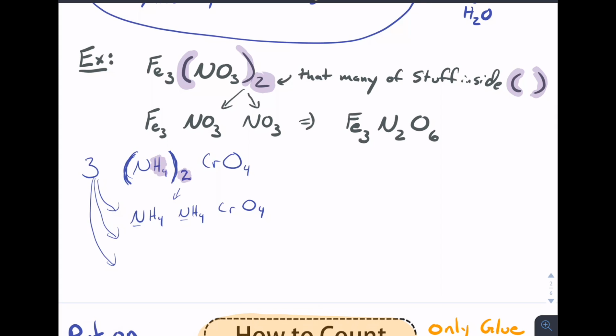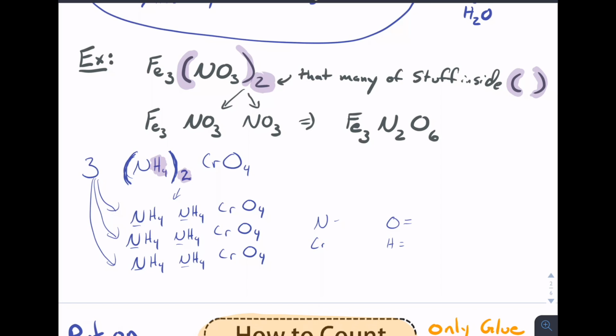But then there's that coefficient in front, so it says that's what the molecules look like, but you're going to have 3 total molecules. So you have to write everything again, NH4, NH4, CrO4, and then one more time as well. And at this point, what we would start to ask you is how many of each atom are there in that molecule. So I'll say, okay, how many nitrogens, how many chromiums, how many oxygens, and how many hydrogens.